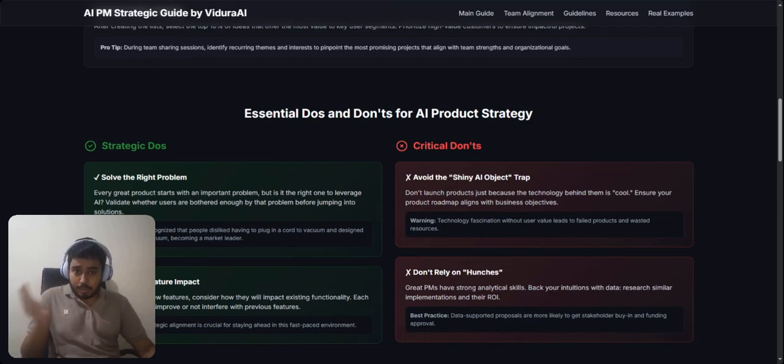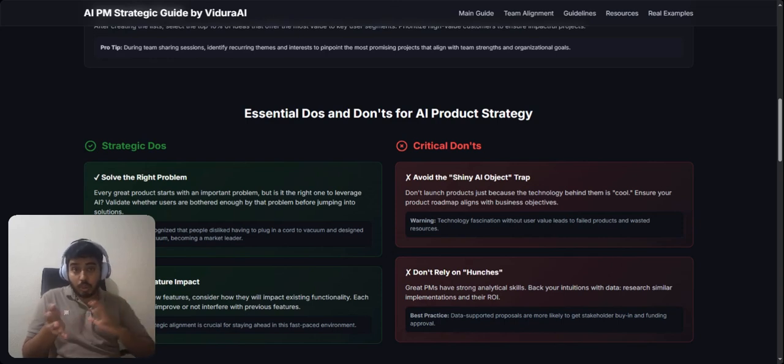And as a PM, the second do: understand the feature impact. Before launching new AI features, consider how they will impact existing functionality. Each new feature should improve or not interfere with previous features. In AI, strategic alignment is crucial for staying ahead in this fast-paced environment.